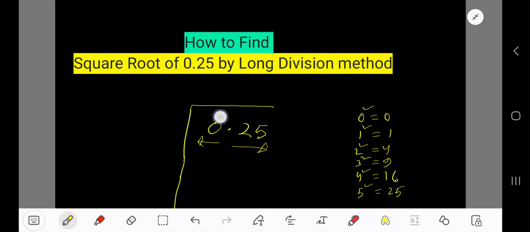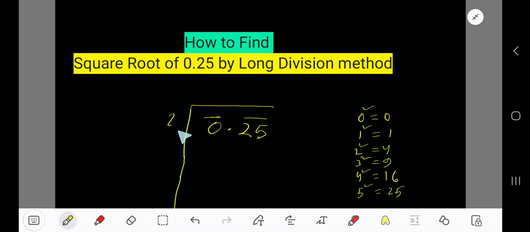So this is the whole number part. You can consider another 0 just to make a pair, but we don't need this. And for the fractional part, make pairs like this. Now work on this pair.